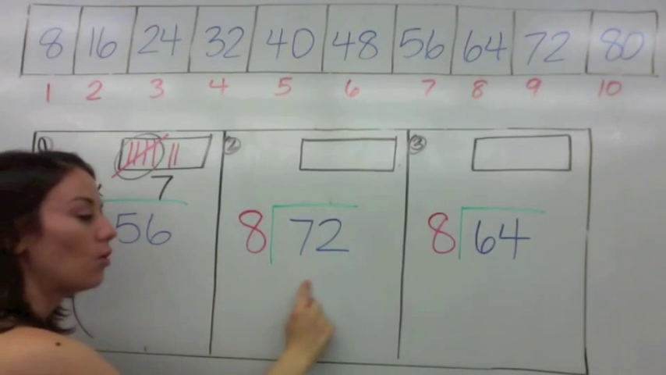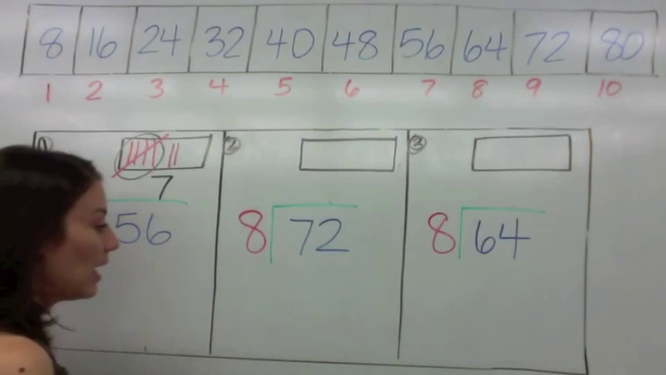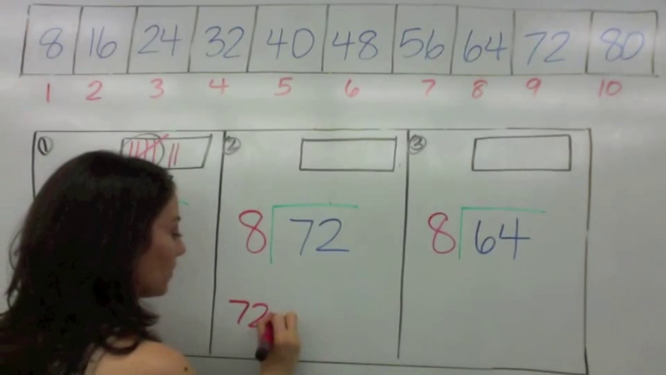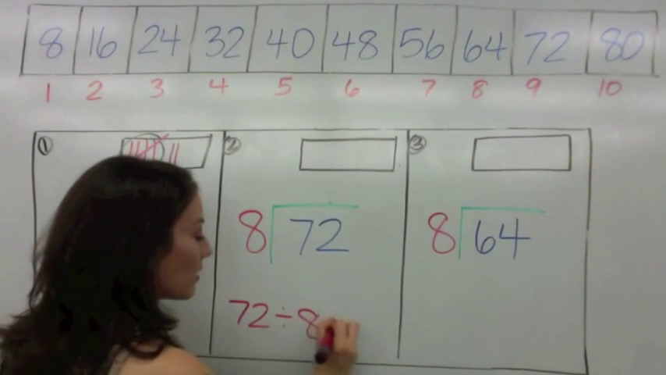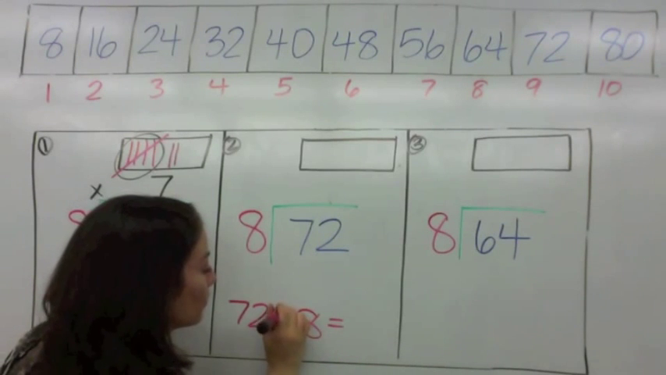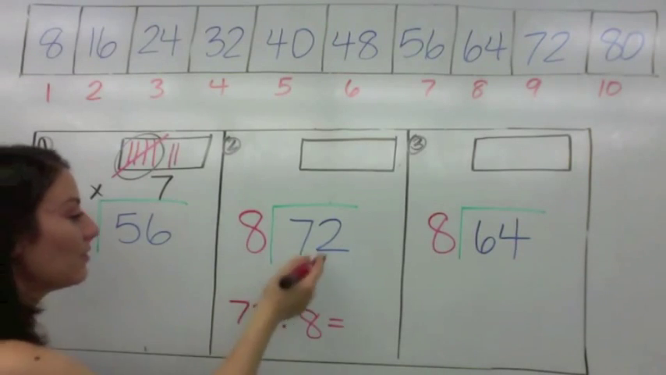Next one is, say it with me, 72 divided by 8. You always start with a dividend when you're talking about division. 72 divided by 8. And another way of writing this is 72 divided by 8. That's saying the same thing. This is the division sign, which is a little subtraction sign with 2 dots.